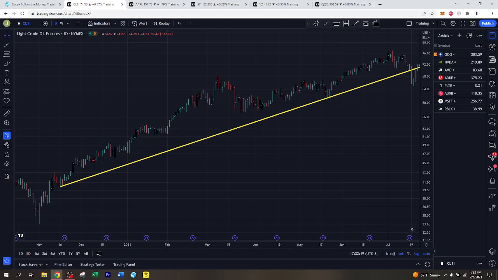And as a trader, it's your job to determine when the trend has changed. That's how you're going to make all of your money as a trader, is looking for changes in trend and positioning yourself to make money off that new trend.